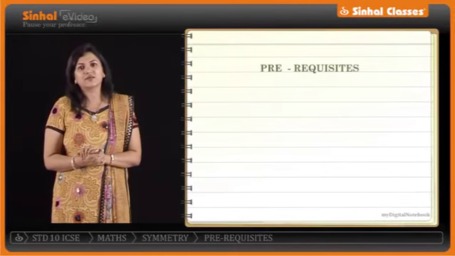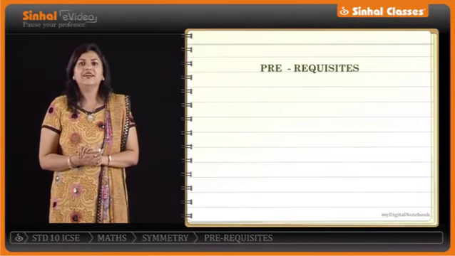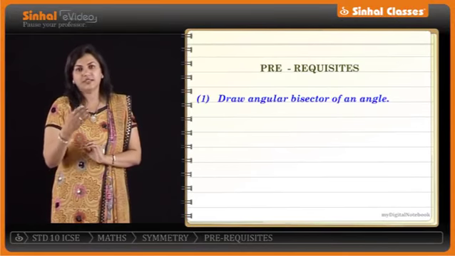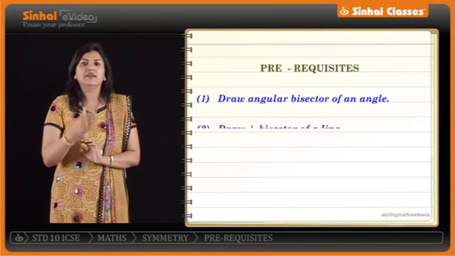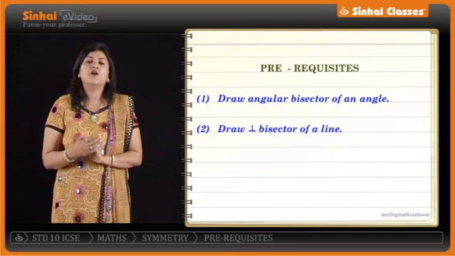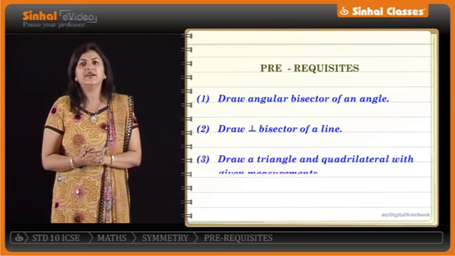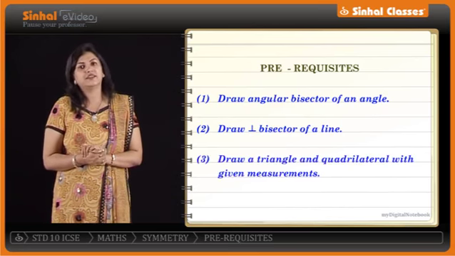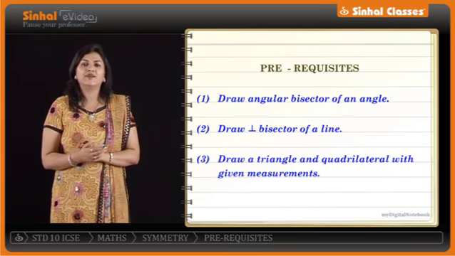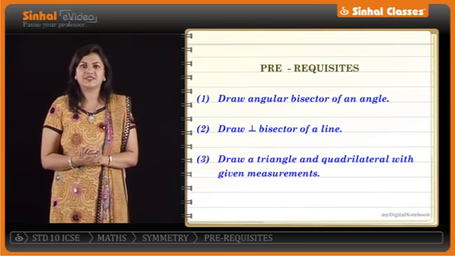Now, the prerequisites for this topic are, you need to know how to draw the angular bisector, then the perpendicular bisector, also to draw a triangle and a quadrilateral with the given measurements. Now let's take some problems based on this topic.